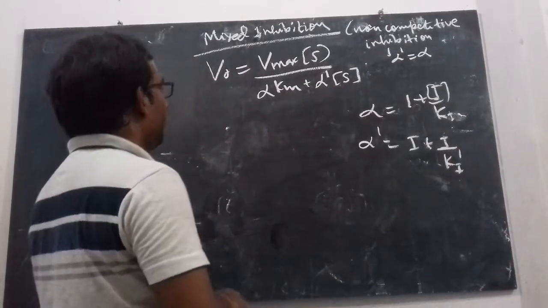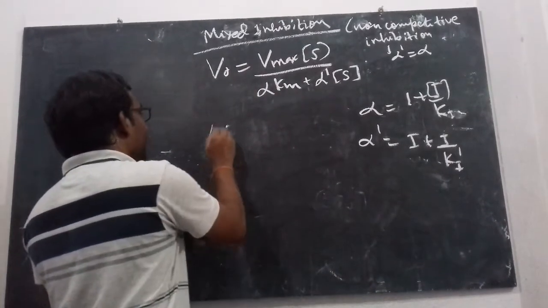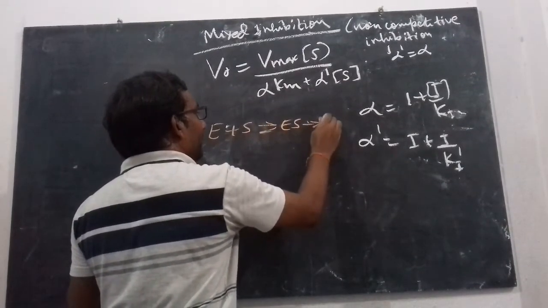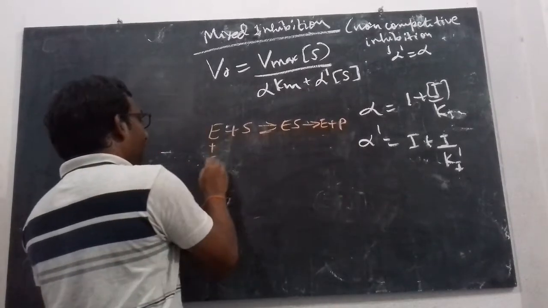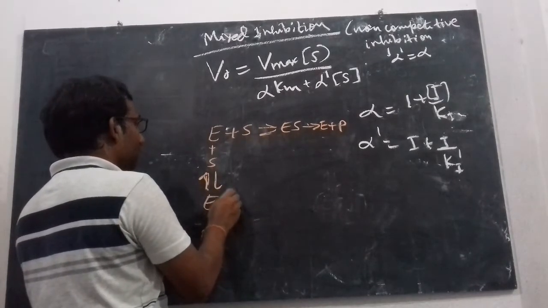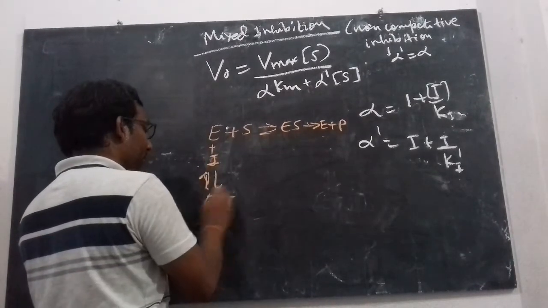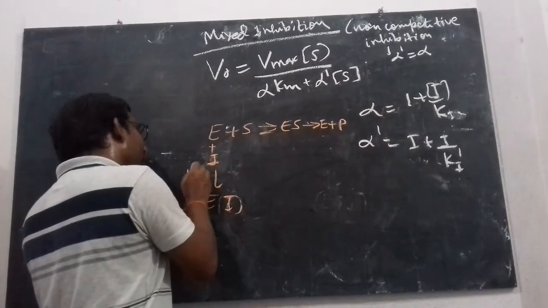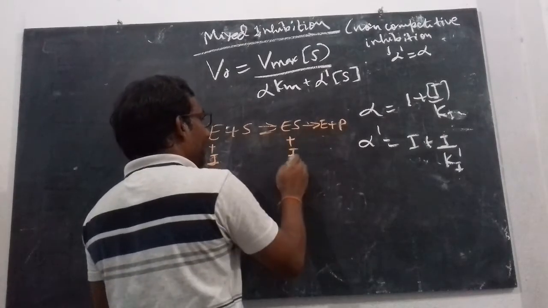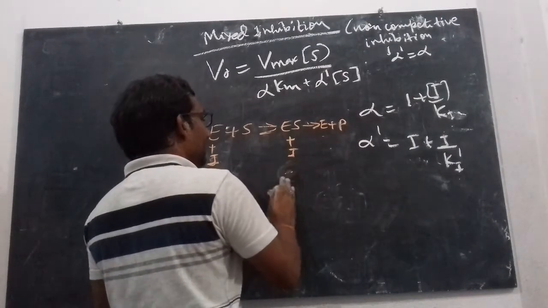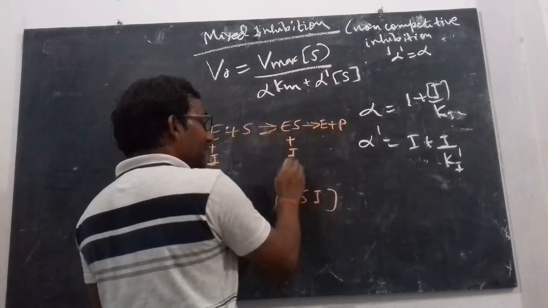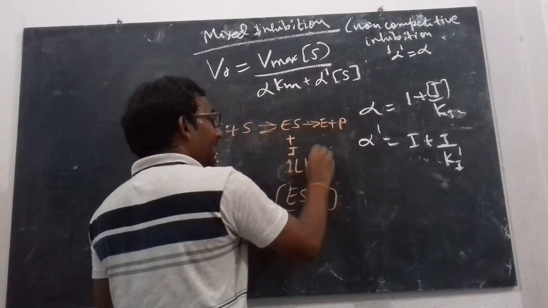Do you understand why? Because your equation is something like this. Enzyme plus substrate gives enzyme substrate complex, and then you get enzyme plus product. Your inhibitor can bind to the free enzyme, forming the enzyme inhibitor complex, and the constant is just Ki. But when the inhibitor binds to the enzyme substrate complex, it forms the enzyme substrate inhibitor complex, and in this case the equilibrium constant is Ki dash.